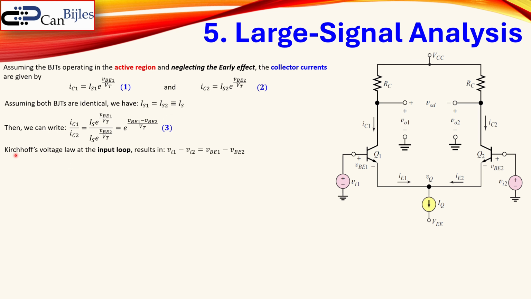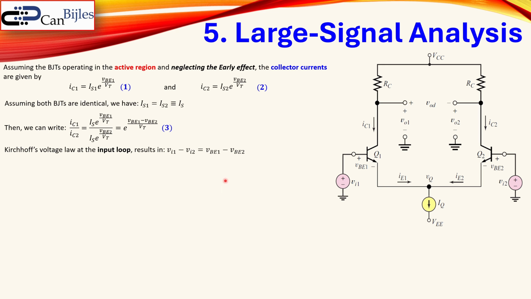Now if we apply Kirchhoff's voltage law at the input loop, that means from here all the way here, we will result in the following. So we can say VI1 minus VI2 is actually VBE1 minus VBE2. You can also say the following. You can say VI1 is equal to VBE1 minus VBE2 plus VI2. That's actually the exact same, just rewritten.